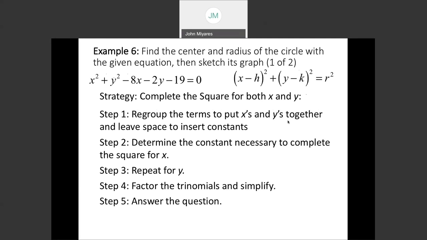Now, I mentioned the lead coefficient because in the next section, that will become an issue. From there, we'll add the constants to both sides, factor the trinomials, and simplify the equation into standard form. Then, we'll answer the question about the center and the radius. I'm going to recommend you pause this video for a couple of minutes to try this one on your own, and then we'll go over the solution on the next slide.